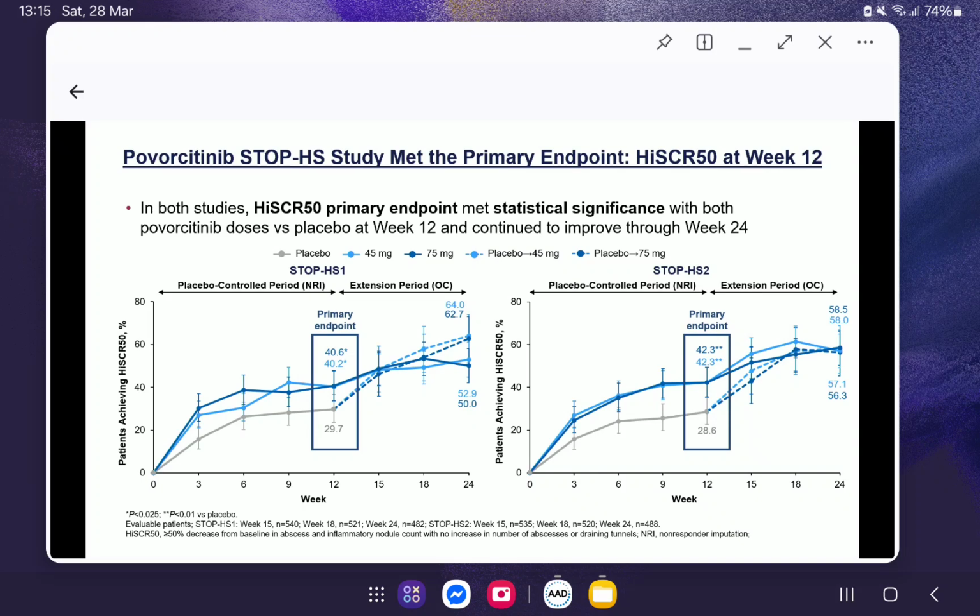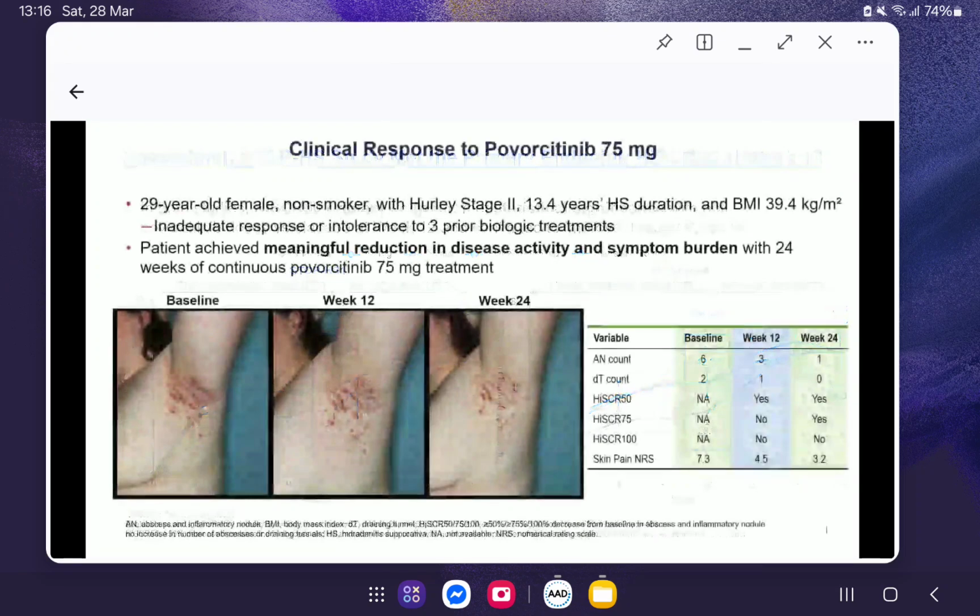Hidradenitis suppurativa, what do you need to know? Hidradenitis suppurativa will probably have a once daily oral pill potentially by the end of this year, if not the beginning of next year. Whoever thought you could treat HS with a once daily oral pill? Povorcitinib, which I just showed you for vitiligo, is likely going to come to market even sooner for HS. And I really wanted to show you this picture, but that's okay if we can't see it. It'll be in the slide.